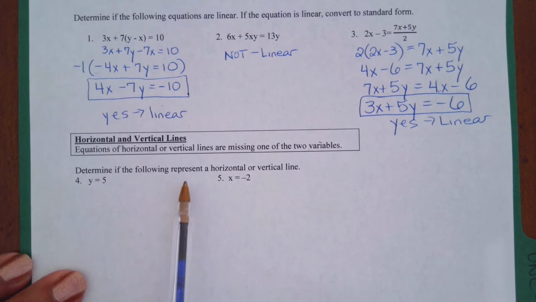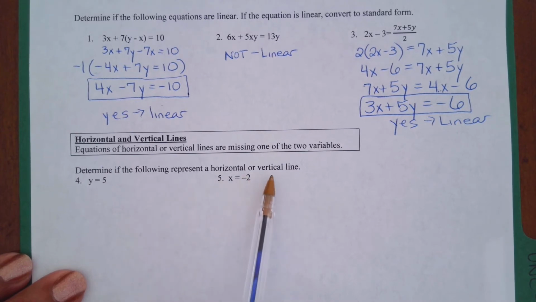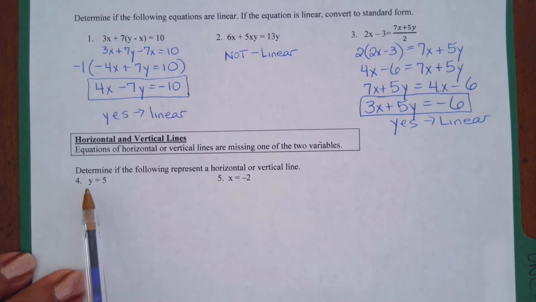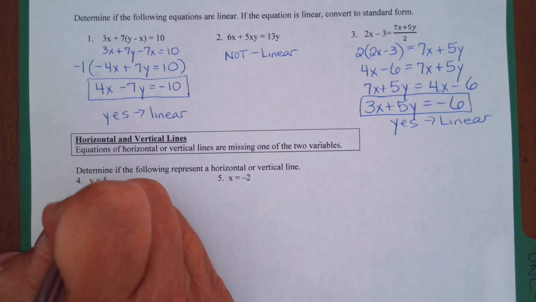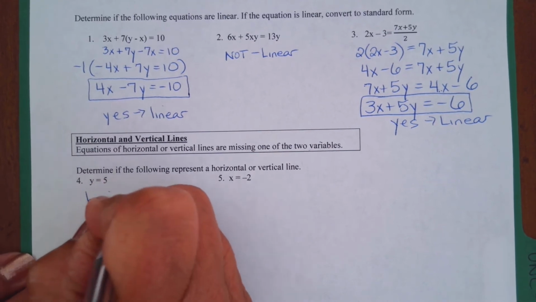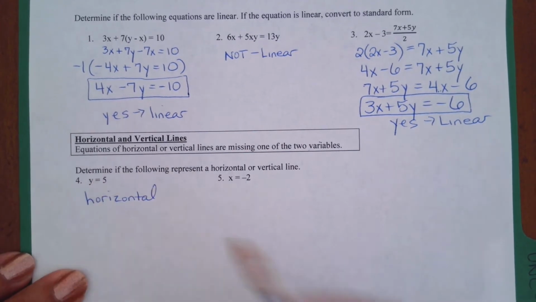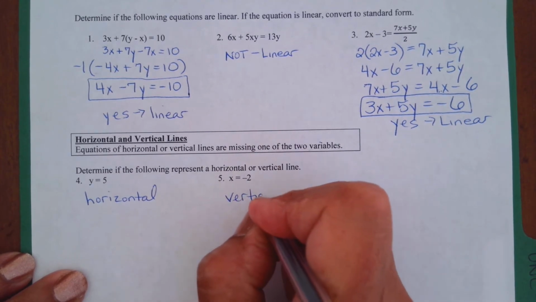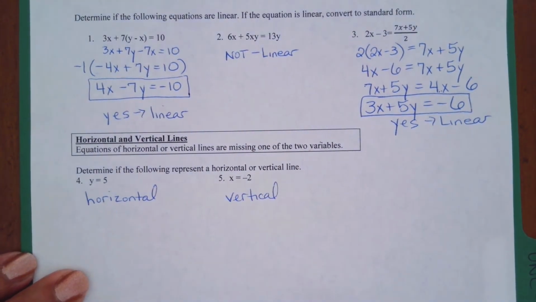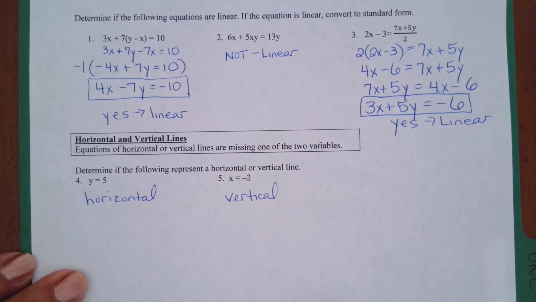So determine if the following represents a horizontal or vertical line. So for number 4, all equations that have just a y in them, y equals 5, those are your horizontal lines. And then number 5, any equation that just has x in it and no y, those are your vertical lines. Okay? So it's easy to get these mixed up.